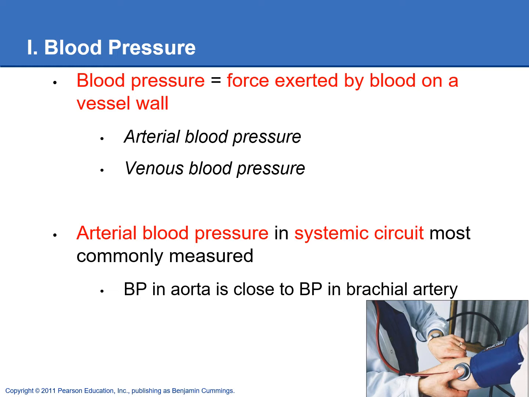And arterial blood pressure in the systemic circuit is the one that's most commonly measured because it's very easy to measure the blood pressure that's in the brachial artery that's in the arm. And that brachial artery is very close to the aorta, so that's going to give you a pretty close approximation of what the blood pressure is in the aorta. You can measure the arterial blood pressure in the pulmonary circuit, in the pulmonary artery, but oftentimes you have to do some invasive things to get that measurement, so that's not measured very commonly.